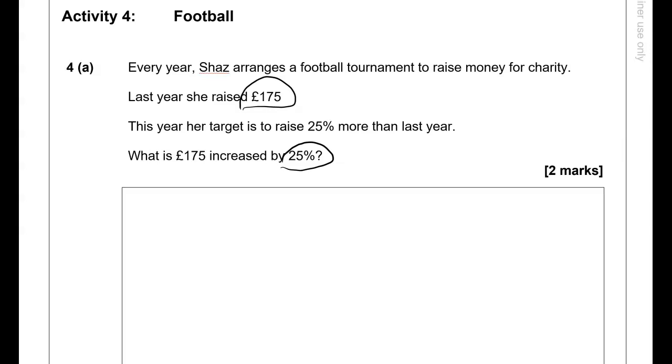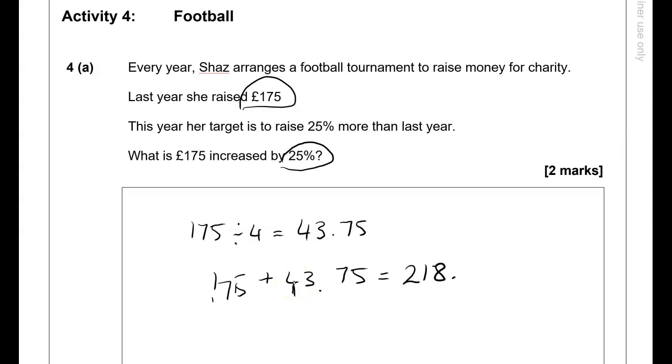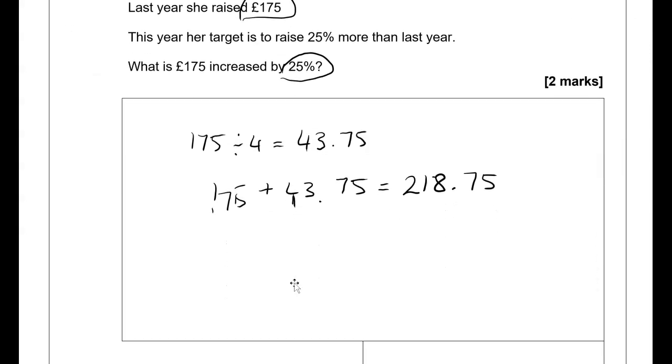25% is a quarter. So what I'm going to do is 175 divided by 4 to get a quarter. And that gives us 43.75. So that's how much 175 will be increased by. So I'm going to go now 175, add 43.75, which gives us 218.75. So £218.75.